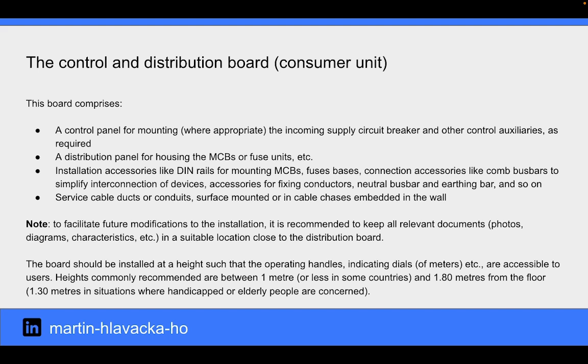Cable ducts or conduits, surface mounted or in cable chases embedded in the wall. To facilitate future modifications to the installation, it is recommended to keep all relevant documents, photos, diagrams, characteristics, etc., in a suitable location close to the distribution panel.